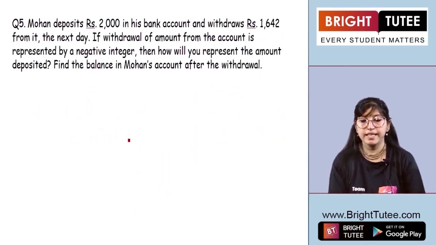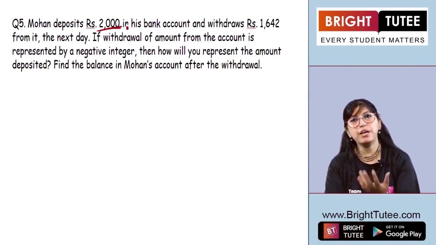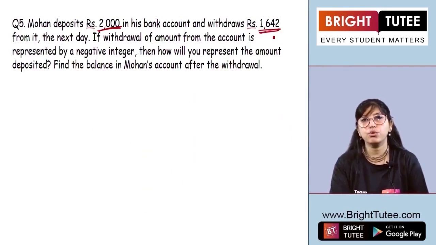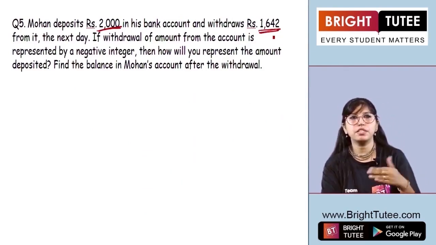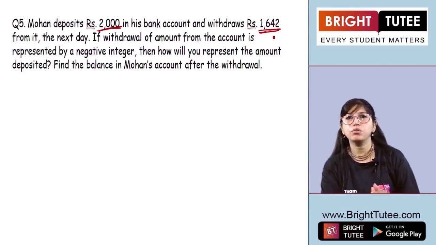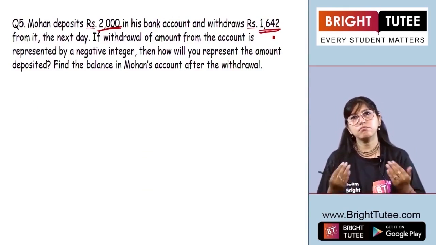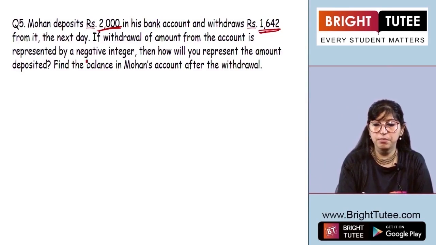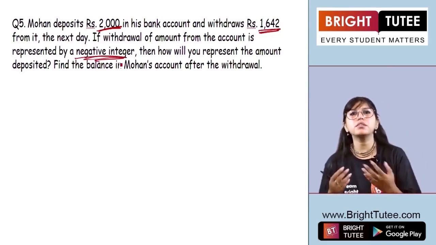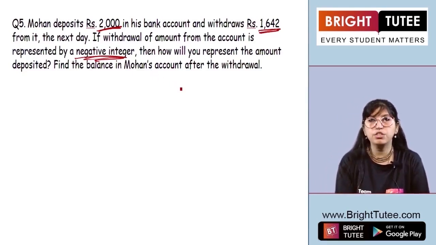Now question 5 says that Mohan deposits 2,000 rupees in his bank account and withdraws 1,642 from it the next day. So deposit means they are putting the amount in the bank, and withdrawal means they are taking that amount out from the bank. So deposit, adding, withdrawing, subtracting. So it says that if withdrawal of the amount from the account is represented by a negative number, as withdrawal means taking out the amount, so that is the negative number. Then how will you represent the amount deposited?